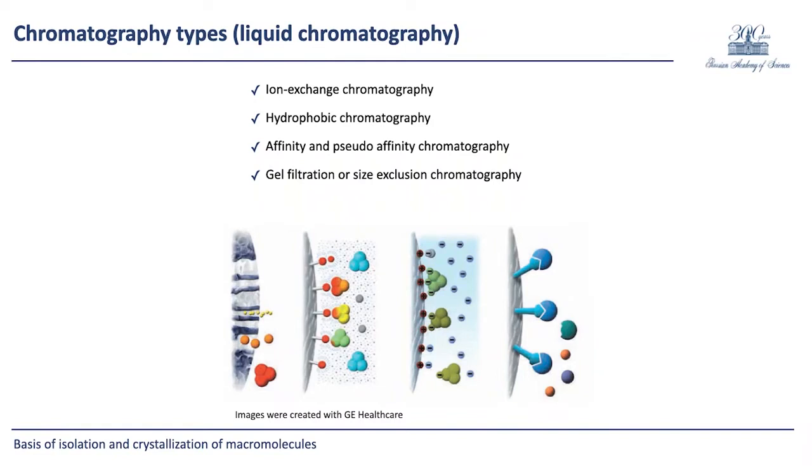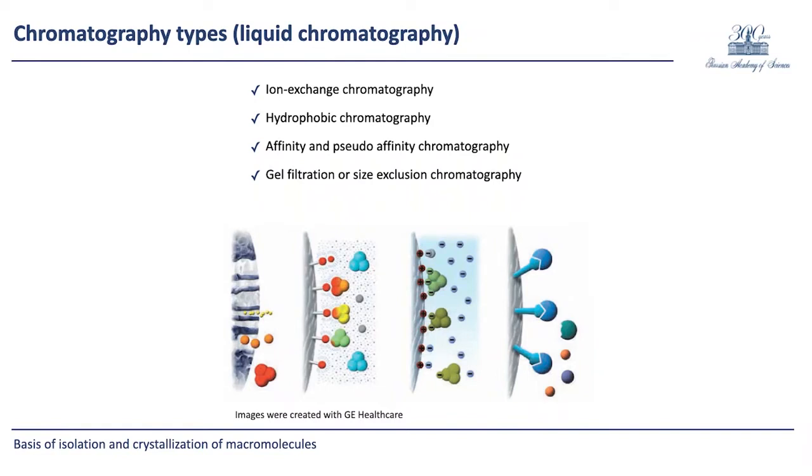Now, I'll tell you what types of liquid chromatography exist. The main types of liquid chromatography used for protein purification are ion exchange chromatography, hydrophobic chromatography, affinity chromatography, and gel filtration. Here you can see them in the picture. Let's focus on each in more detail.